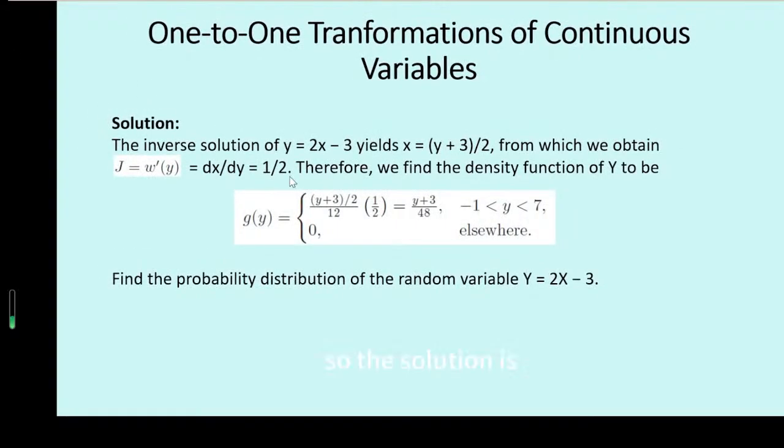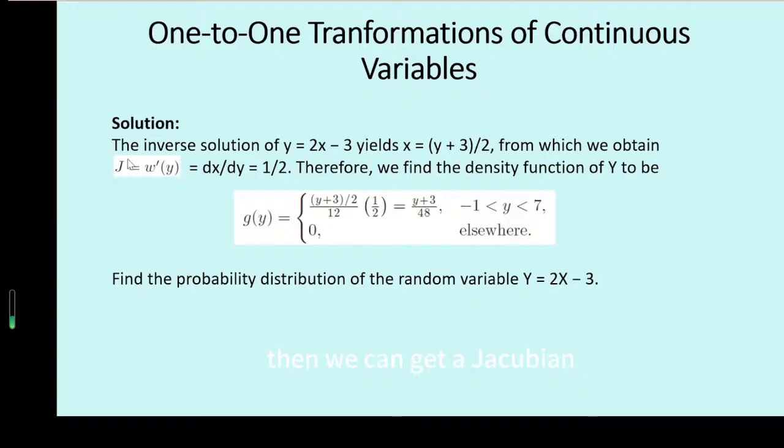So the solution is, we can get the inverse solution of y equals 2x minus 3. We get x equals (y plus 3) divided by 2. So this is a one-to-one transformation, because for each value of x we can get a unique value of y, and it definitely has one unique value for y.